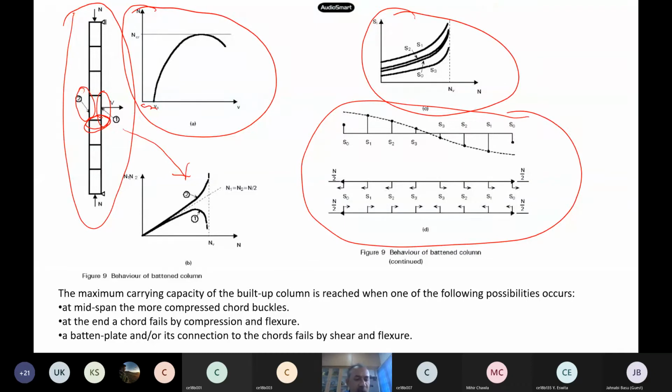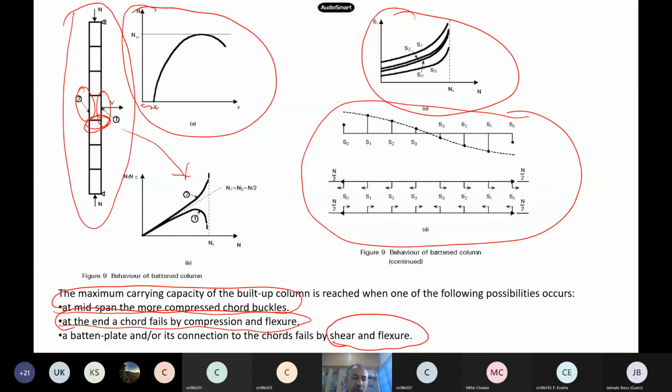What I would like to say is about the maximum carrying capacity. At mid span, the more compressed chord buckles, and at the end the chord fails by compression and flexure, and you can have shear and flexure also in this batten column. Similar things will be there in laced columns also.